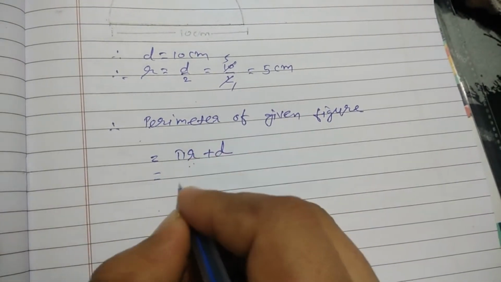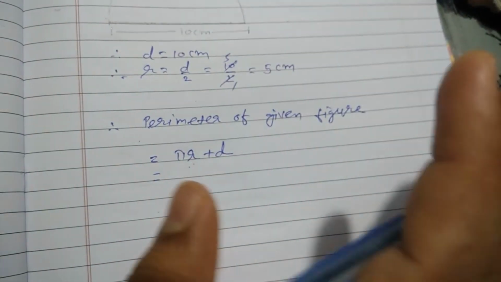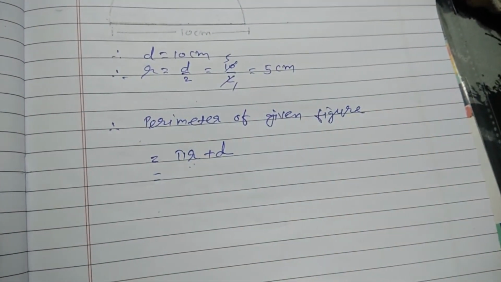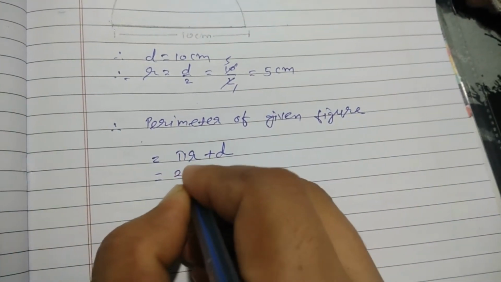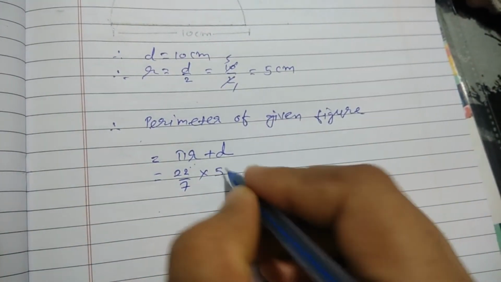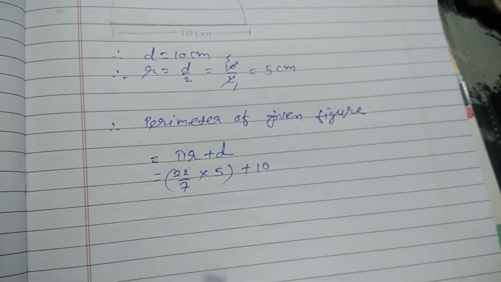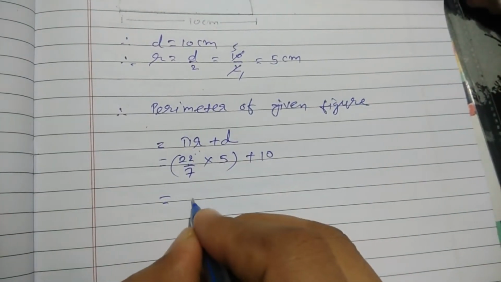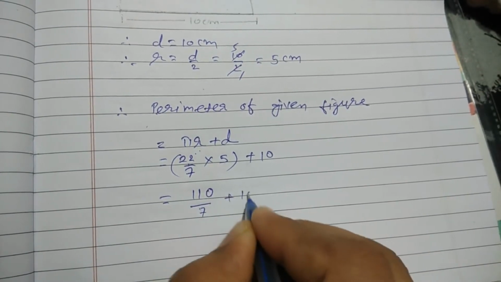So that is equal to pi. We have to take the value of pi. Here it is not given, so we can take anyone, that means either 22 by 7 or 3.14. So here we will take 22 by 7 multiplied by r, which we have found, that is 5, plus d, it is 10. So here we will solve this sum. 22 multiplied by 5, that is 110, divided by 7, plus 10.